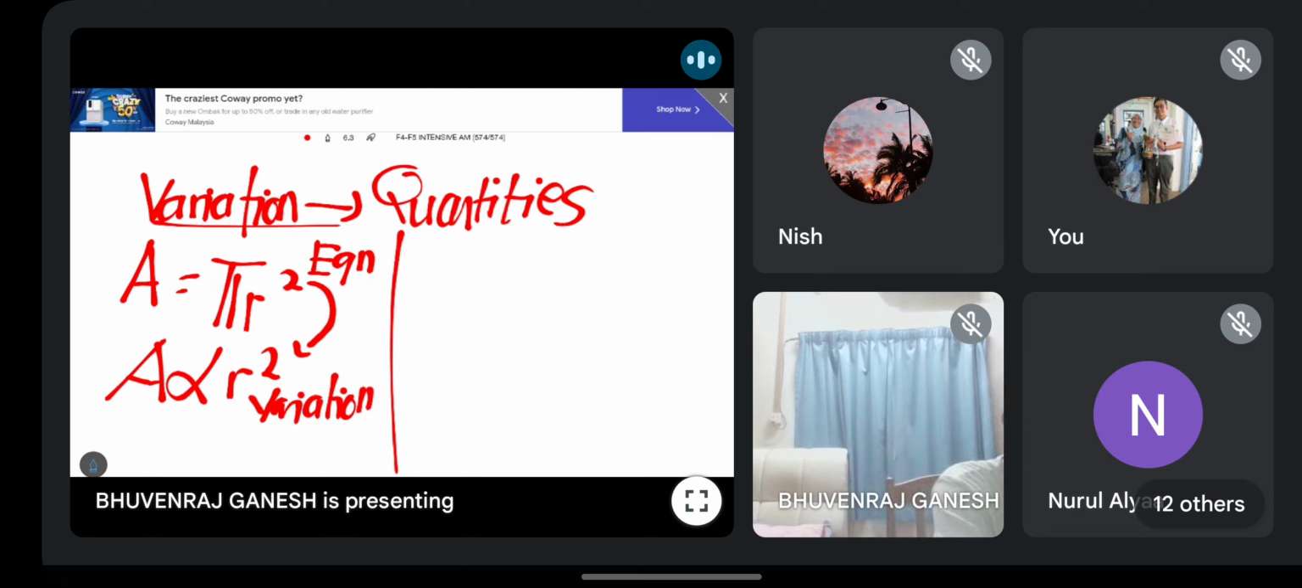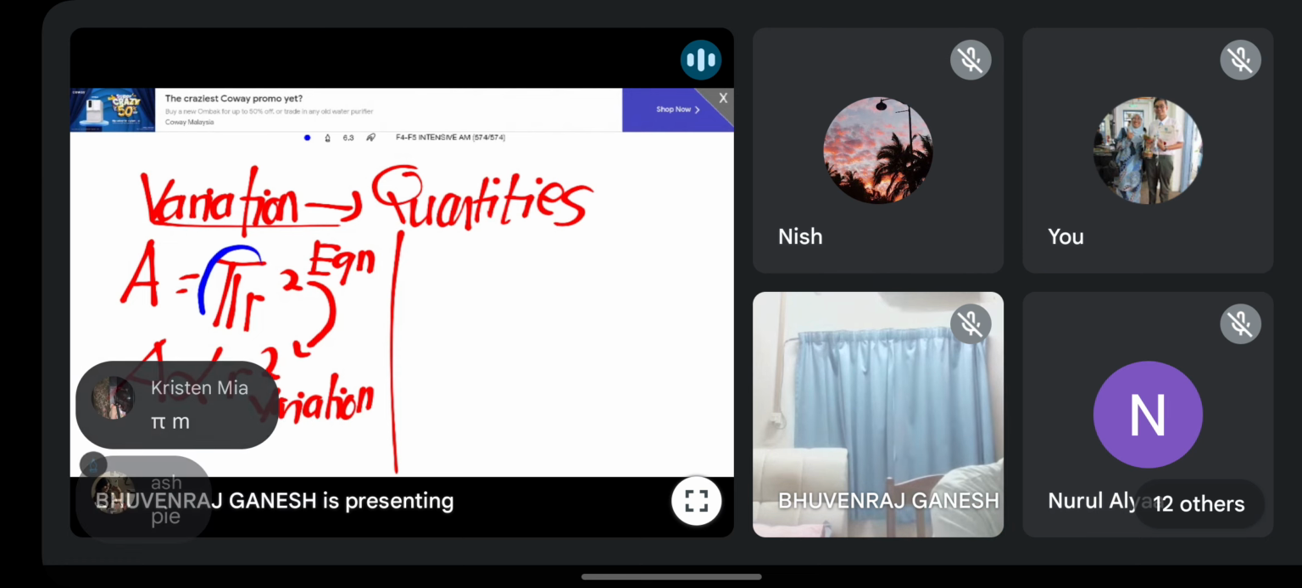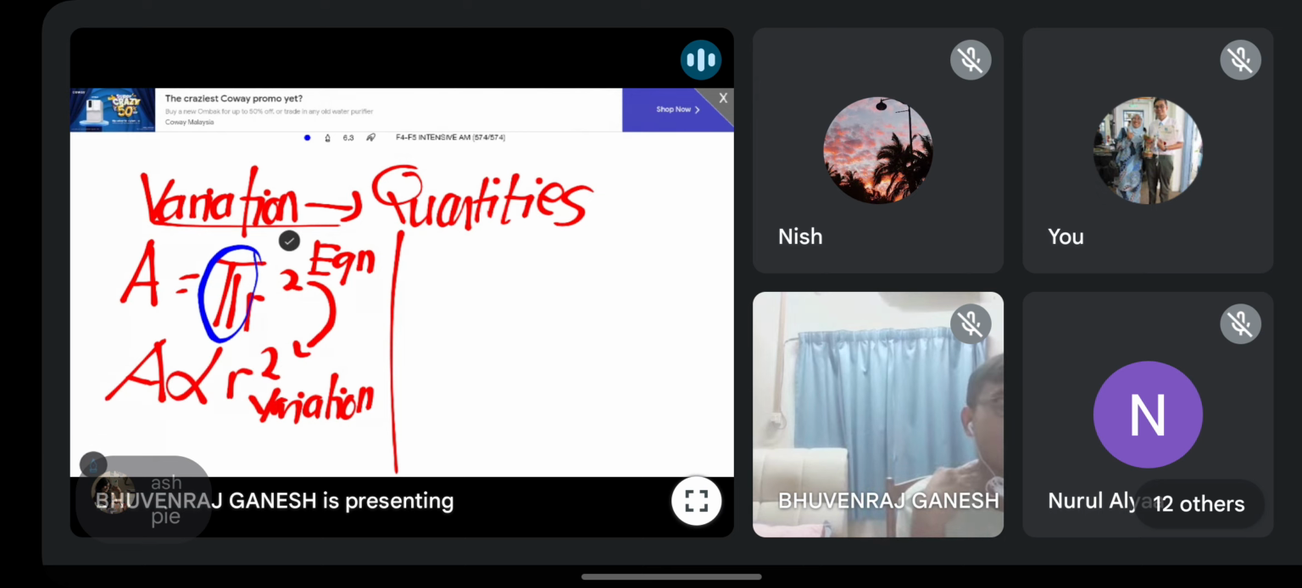Okay, that's why bila kamu tambah pemalar, when you add constant, you can convert variation into equation. Okay, so guys, in this case, pemalar dia apa? Can you all tell me? What is the constant in this case? Dalam situasi ni, apa pemalar dia? Yes, correct. So guys, do you all know why this is constant? Because pi value tak berubah. Okay, nilai pi dia tetap. Pi equals to 3.142 something. Okay, it's a constant value. Dia takkan berubah. That's why we call it as constant.